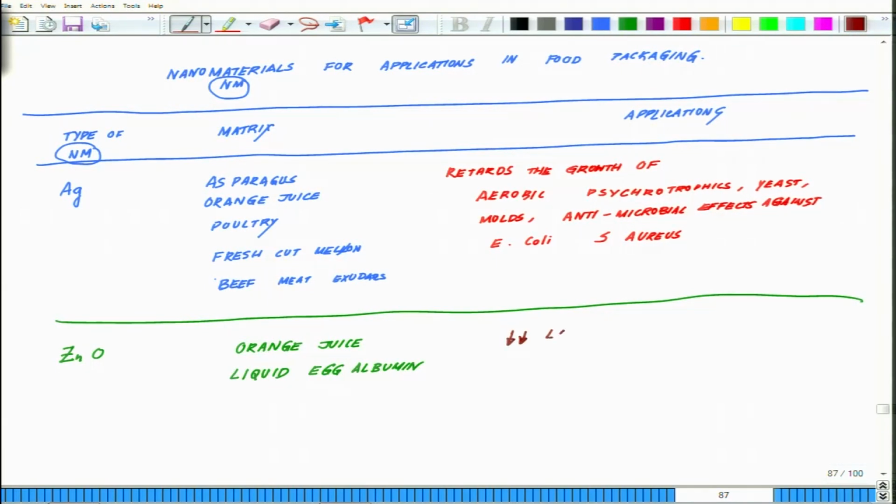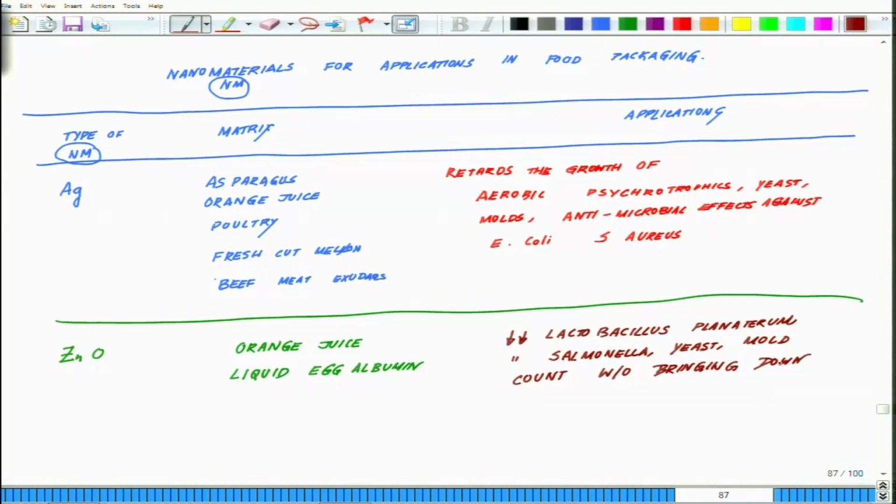reduces Lactobacillus plantarum and Salmonella, yeast, mold count without changing, so it reduces Salmonella, yeast, mold count without bringing down the quality parameters of the food.